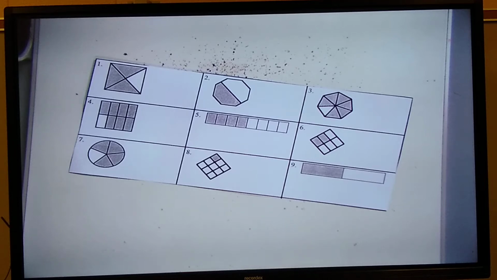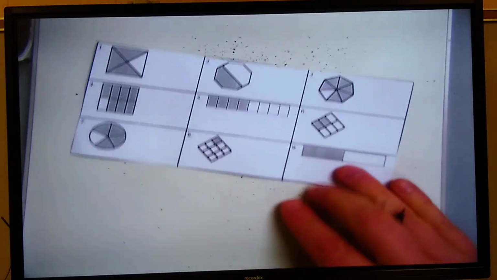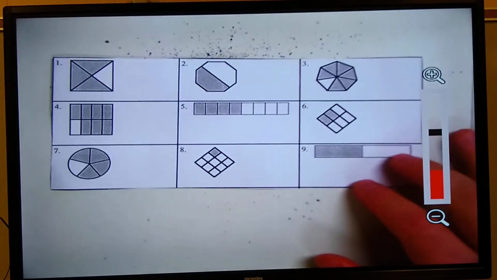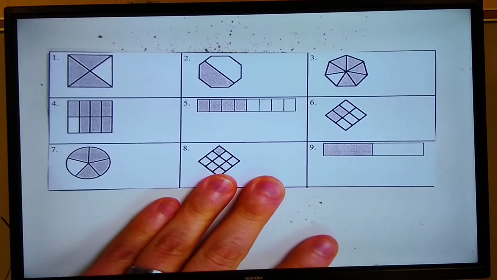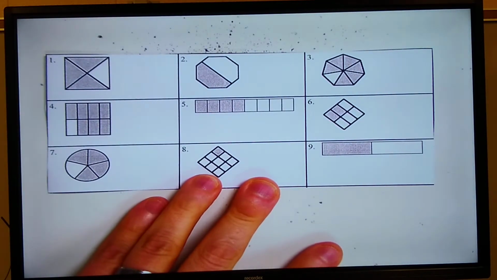Little fifth graders, it is time to practice some fractions. Now this should be very easy for you because this is nothing new. You have done fractions before, but we're going to practice two of them together. So make sure you have a sheet of paper out.